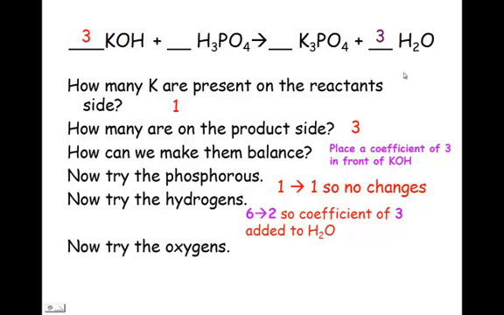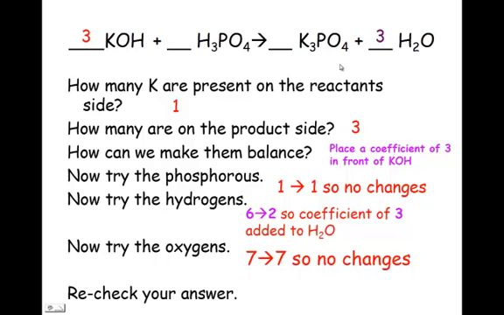Now let's try our oxygens. I will have 3 oxygens from my potassium hydroxide and 4 oxygens from my phosphoric acid. So I have a total of 7 oxygens on my reactant side. And I have a coefficient 1 here, which gives me 4 oxygens, plus 3 times my 1 subscript here gives me 3. So 4 plus 3 is 7 oxygens. So my oxygens are balanced, and we need no changes.